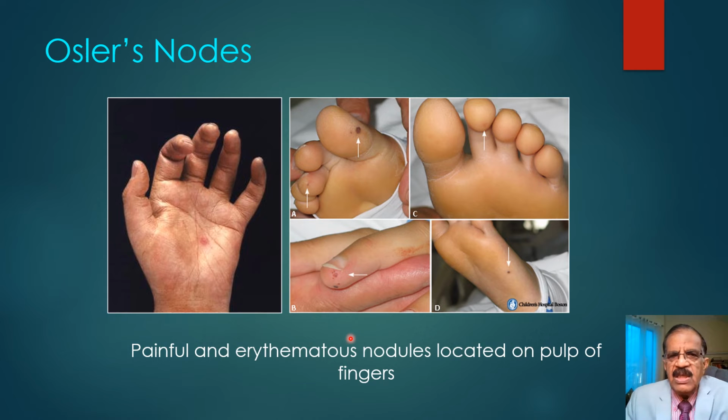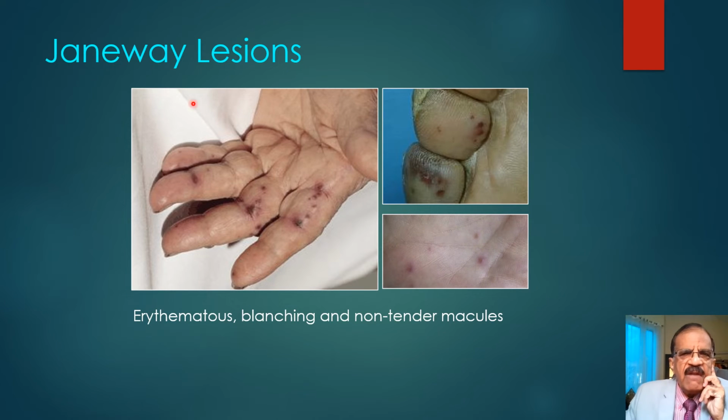So these are nodules, and the classical feature is that they are tender. If you touch them, they would be tender. To differentiate them from another lesion of endocarditis, which is called Janeway's, I think that is not tender. Yes, these are the Janeway lesions, and these are erythematous like the other one, blanching because these are actually dilated capillaries, and non-tender macules.